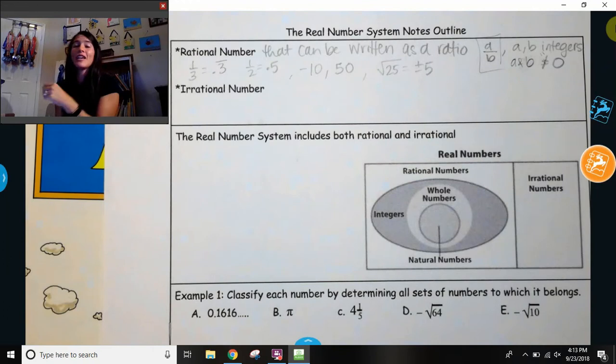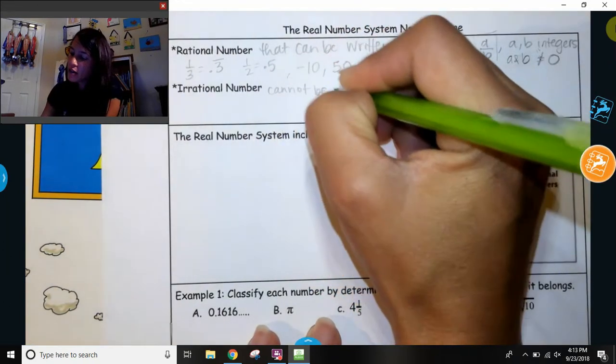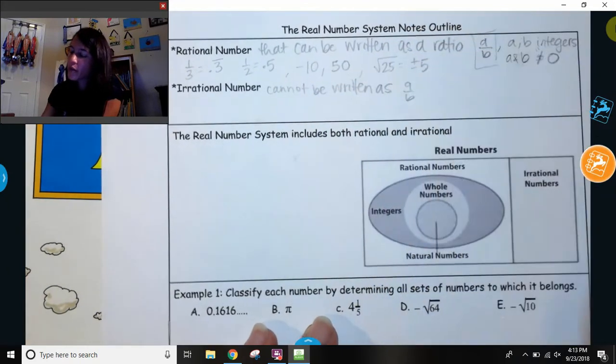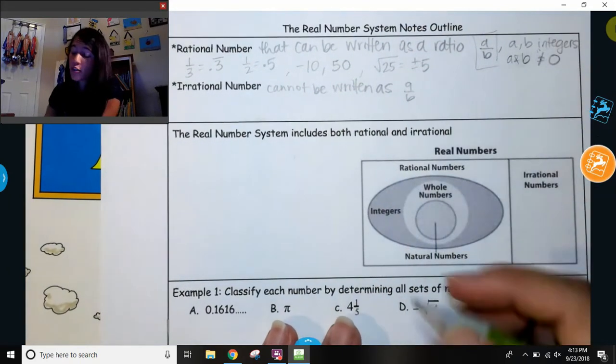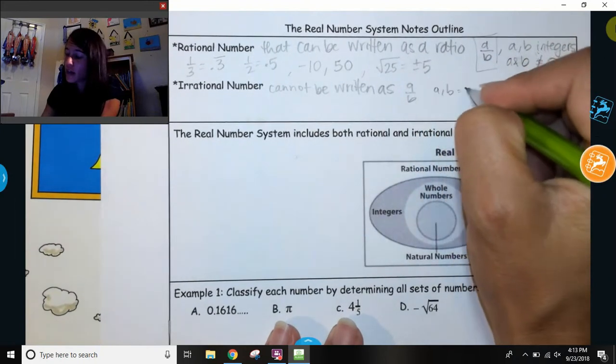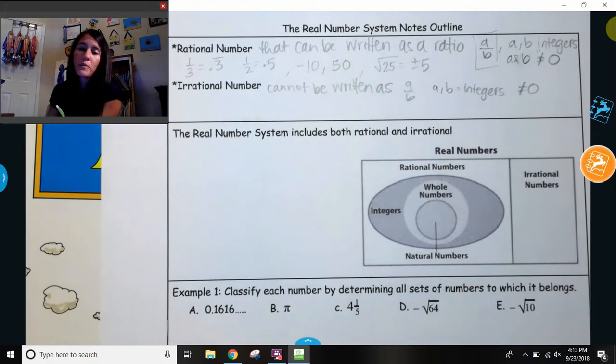Now, an irrational number cannot be written as A over B. It cannot be written as a fraction. There's no equivalent fraction with integers, where A and B are integers and don't equal 0. So here are a few examples of irrational numbers.